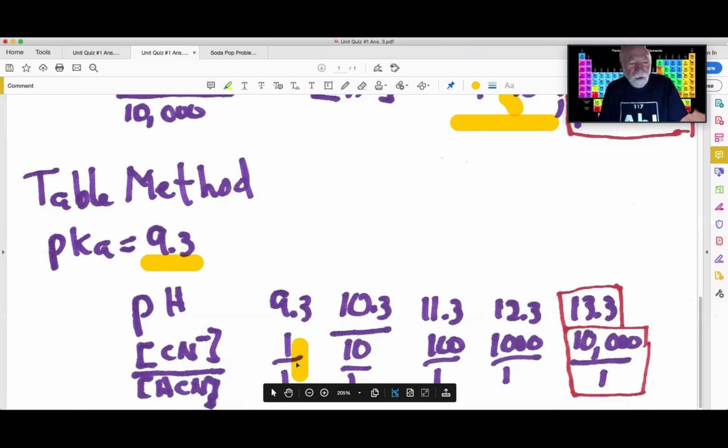Now remember, when you go 1 pH unit higher, the ratio is going to change by a factor of 10. If you make the pH more basic, it's going to favor the base. So now it's going to be 10 to 1. Now I go 1 more unit higher, it's going to be 100 to 1. Then 1 unit higher, 1,000 to 1, and so on, until we want 10,000 to 1. And so here's the answer, 13.3.